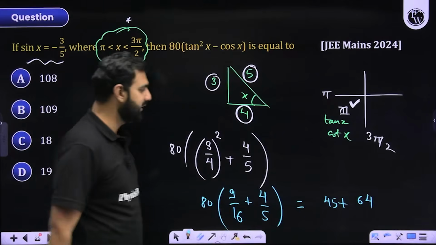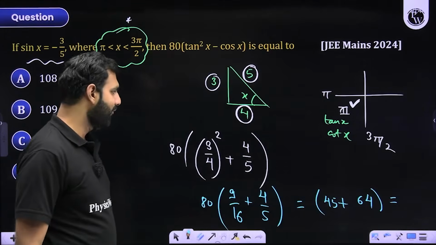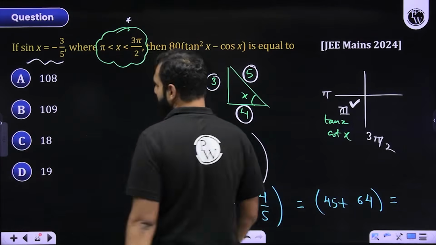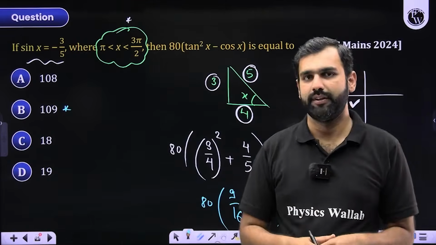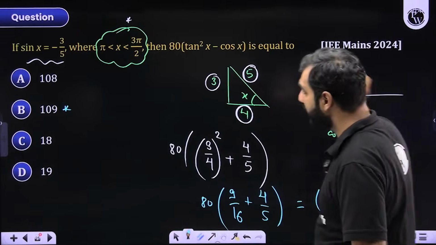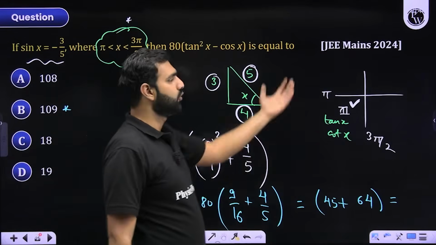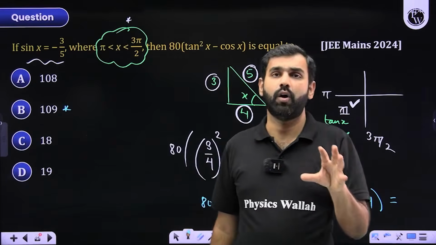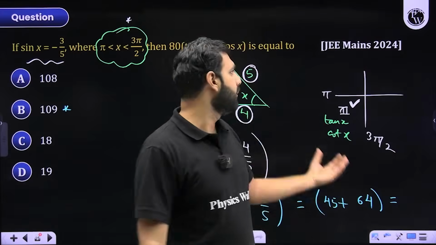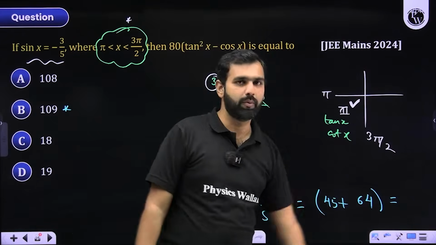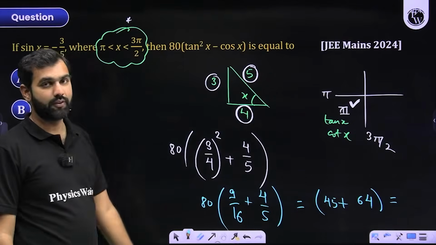80 gets cancelled by this 80. So 45 plus 64 should be how much? 5 and 4, 9. 4 and 6 are 10. So 109 should be the correct option, option B. Did you understand the whole process? Did you understand the entire calculation? And are you realizing if you know this quadrant theory, then you can crack such questions so easily? That's what this exam is all about. The better you are conceptually, the more easily you will be able to solve these categories of questions. I hope so far, no doubts, no queries, no concerns.